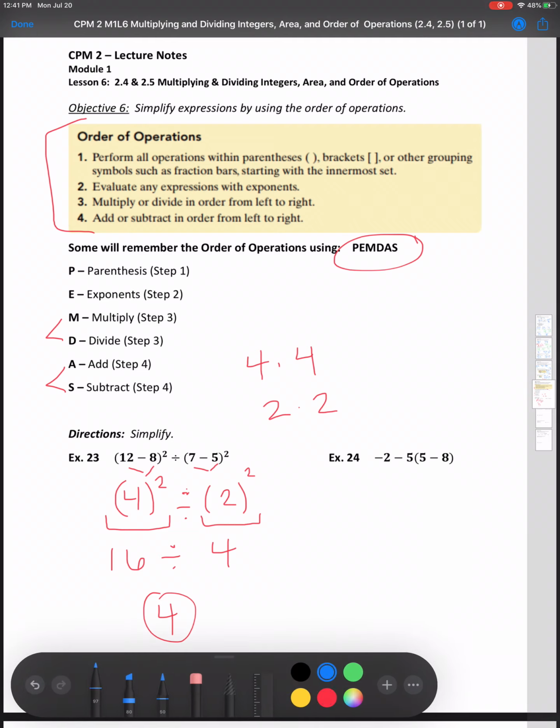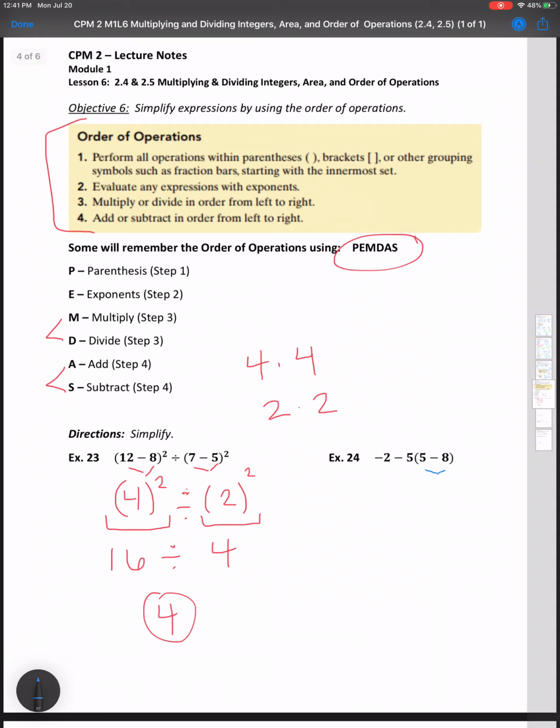Okay, number 24. Do I have any parentheses? I sure do right here. So 5 minus 8 is going to be our first step. So I'm going to go ahead and bring down negative 2 minus 5. And what is 5 minus 8? So think about your integer rules too. We have different signs. So subtract, keep the sign of the larger. So 5 minus 8 is negative 3. And think of money. If you have $5 and you want to go spend 8, you're going to be 3 in the hole, right?